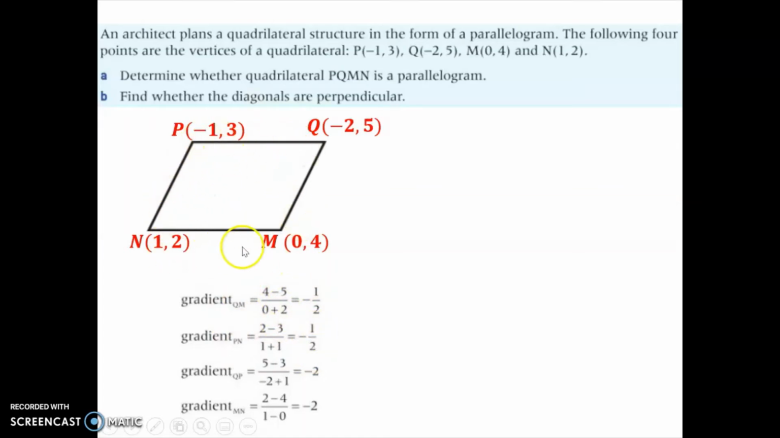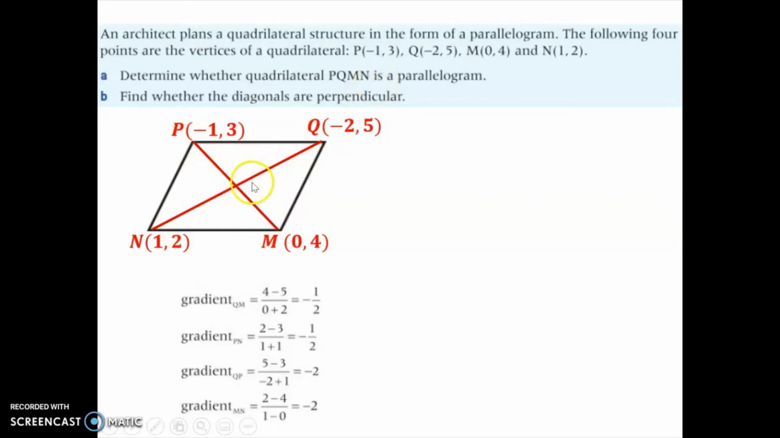Now check PQ and MN right here. They also have the same slope, -2, -2, so they must be parallel. So we have confirmed this is a parallelogram. Now try question B. Find whether the diagonals are perpendicular. Okay, diagonals in a shape are the segments connecting opposite corners. So those are 2 diagonals here.